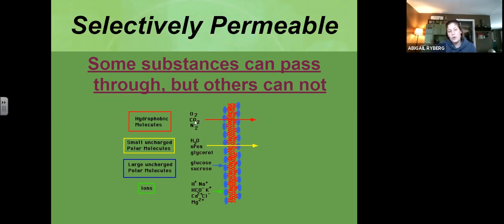The two groups here on top that you can see are much more freely allowed to pass through the membrane. They are smaller molecules, okay, so smaller molecules without a charge. Examples of this are oxygen, carbon dioxide, nitrogen, even water. So smaller molecules that don't have a charge.